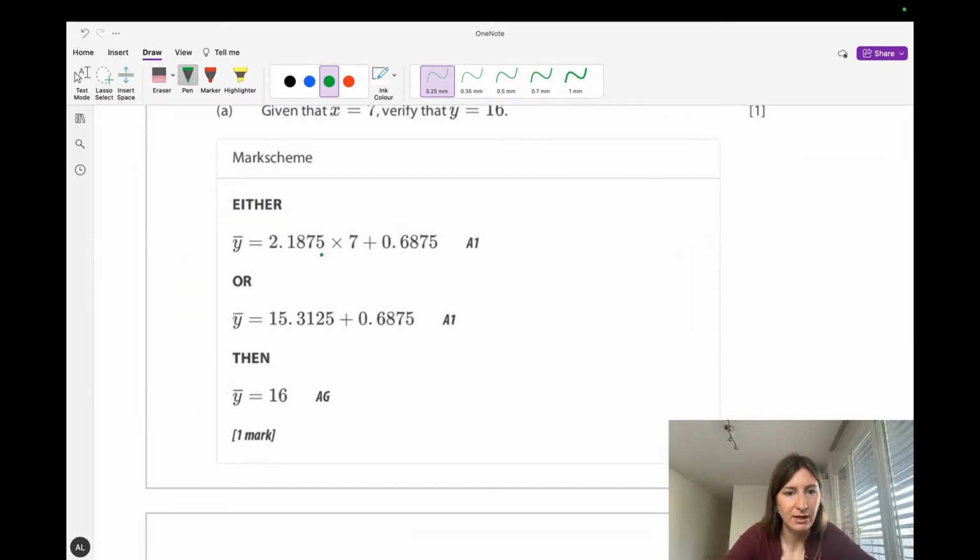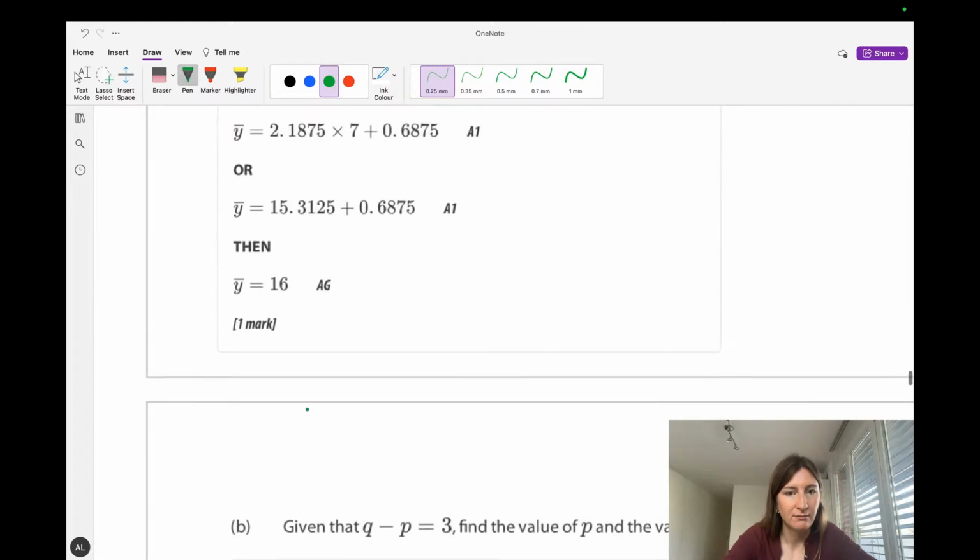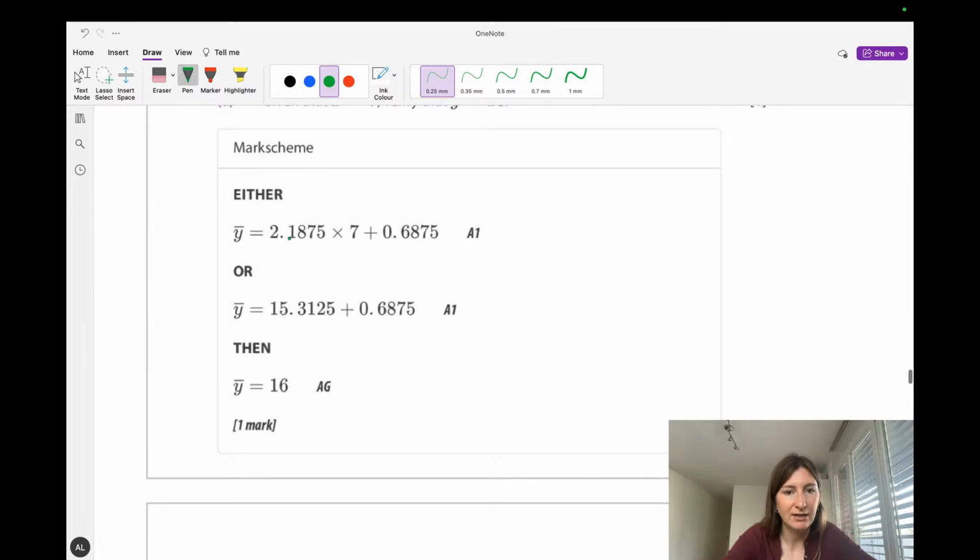All right, there we had our substitution. Then you could either have for that substitution, like I said, or when you do 2.1875 times 7 and you immediately go to that, that's also fine. So either that or either that. AG in the mark scheme means answer given. So the answer was given in the exam question, so there's no marks to be gotten there. But you should say it. You should say, therefore, the mean of y is 16.